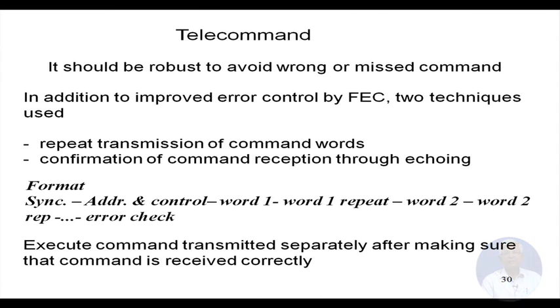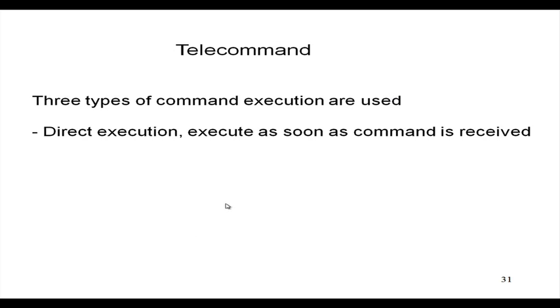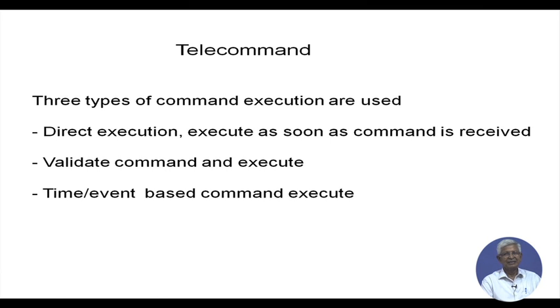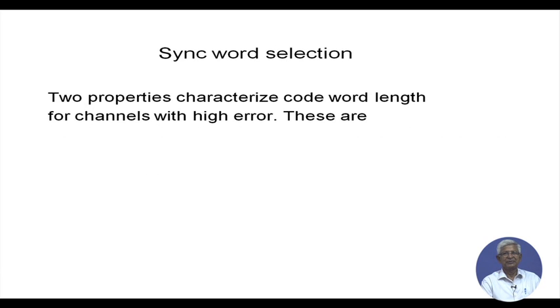And then the command is gone. To execute the command, a separate command is transmitted after making sure that the command which was sent is received correctly by the earlier method I described. So, three types of command execution are used. One is direct execution: as soon as the command is sent, it executes immediately. Second is to validate the command and then execute. And third is you send the command and it gets executed after some time, based on a certain event happening. So, these three types of executions are used.